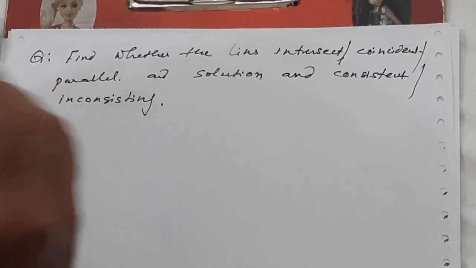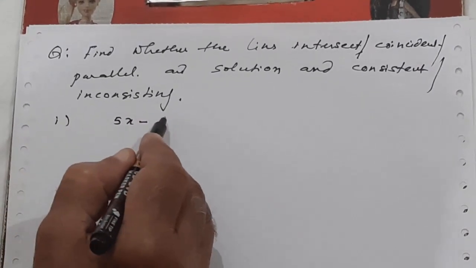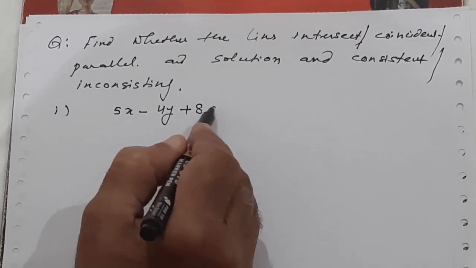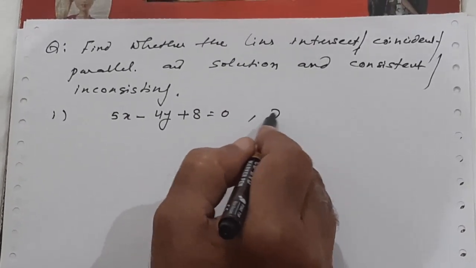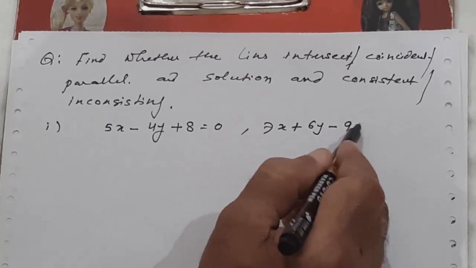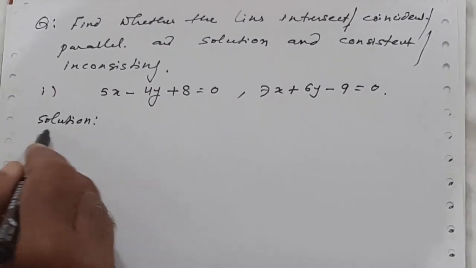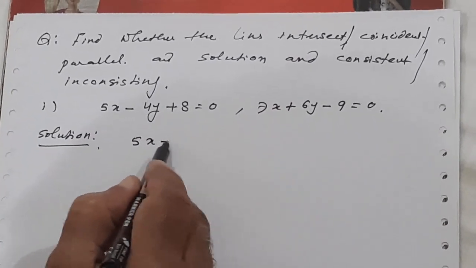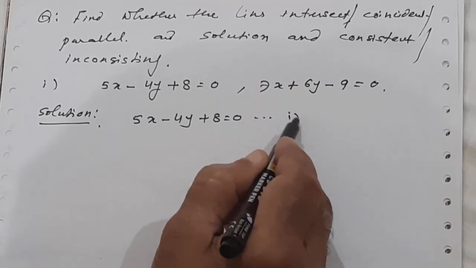So this is a question, and now first question I am taking: 5x minus 4y plus 8 is equal to 0, comma, 7x plus 6y minus 9 is equal to 0. Now these are the two equations. Solution. Let us take the equations first. 5x minus 4y plus 8 is equal to 0. This is the equation number 1.